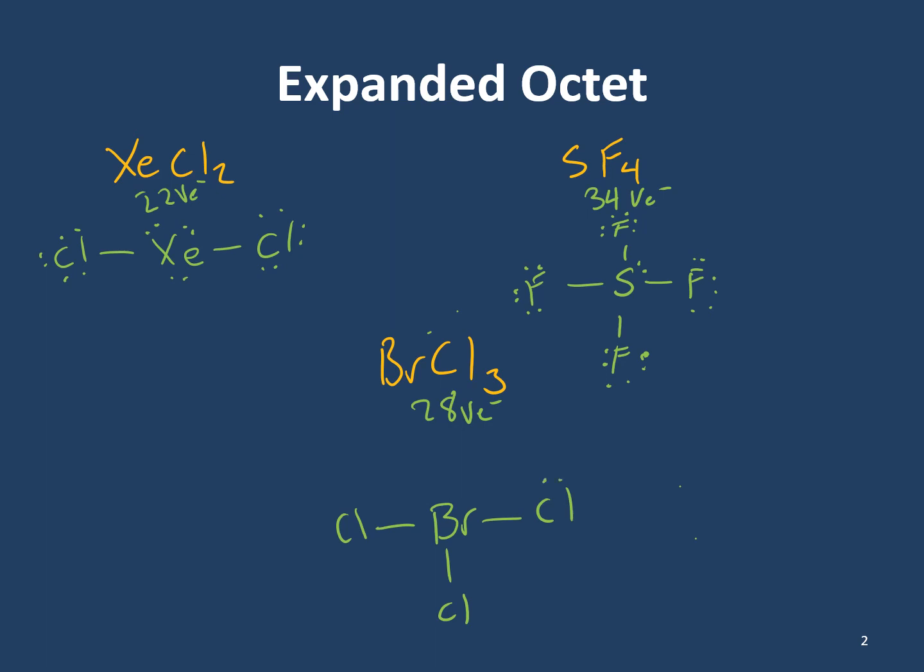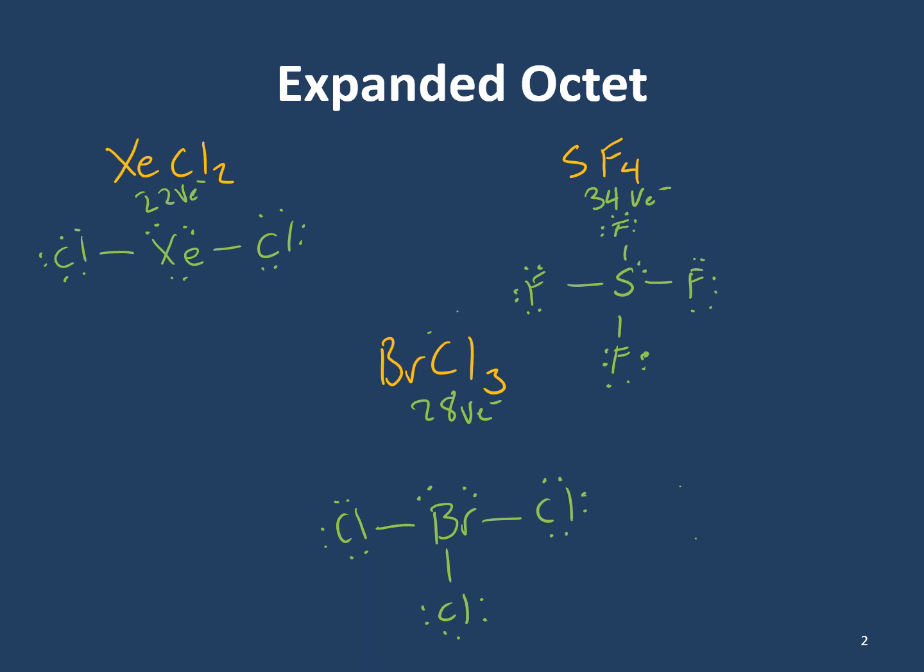The next step would be to put lone pairs around each one of my chlorines. This would use up another 18 total electrons, which would mean that I still have 4 electrons left to put on my structure. Those 4 electrons have to go as 2 lone pairs on the Br, which gives me my structure. Again, bromine in this case has 10 valence electrons around it, and this is the correct structure.